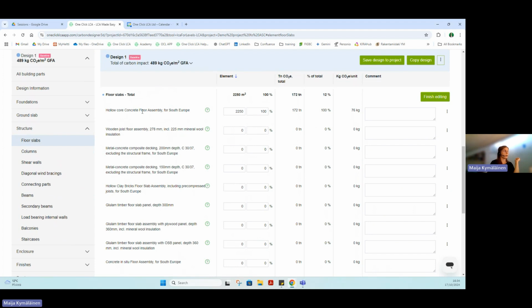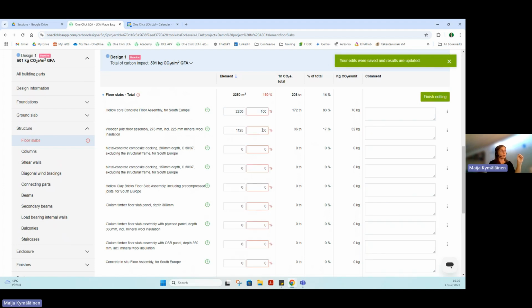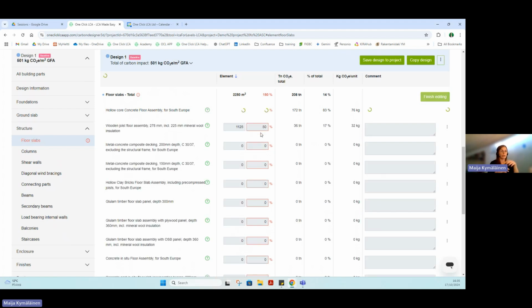We have 100% of our building material impacts in this hollow core concrete floor slab assembly. We could decide that 50% of it is actually wood. We type in percentages because there's no point in using these absolute numbers. Whenever you input a value, it recalculates automatically. I input 50, so it recalculated, and now I have 150% of materials here, but then I need to change this one as well. When you click anything, it recalculates.